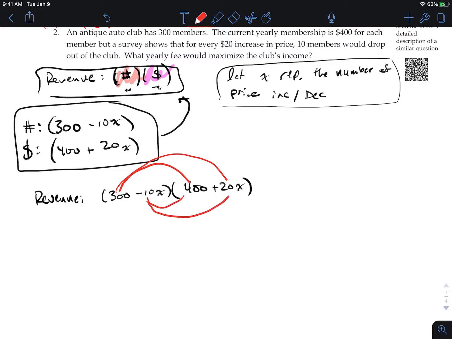Is that called FOIL? It's called FOIL. So another word for this is FOIL, which we'll do more of, and I'll show you a few different approaches to do this so that you never make a mistake ever again. If this is something you struggle with, this is next unit. We'll do a whole bunch of these. Firsts, outers, inners, lasts.